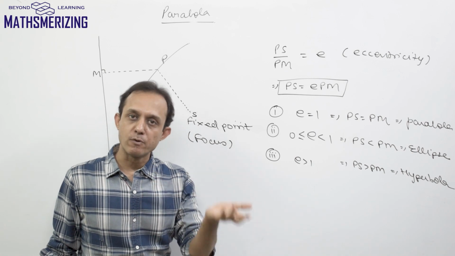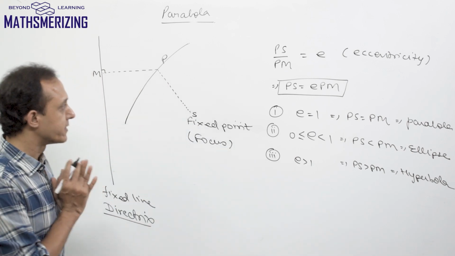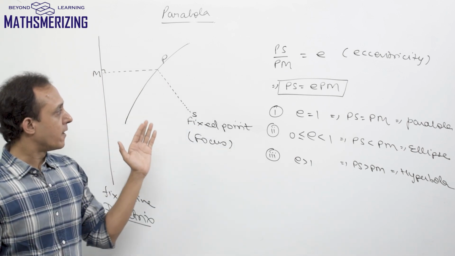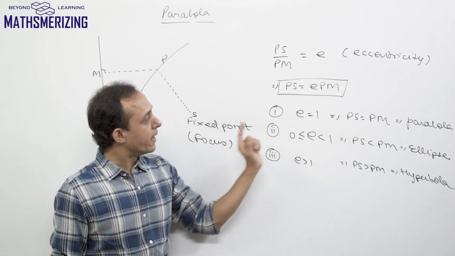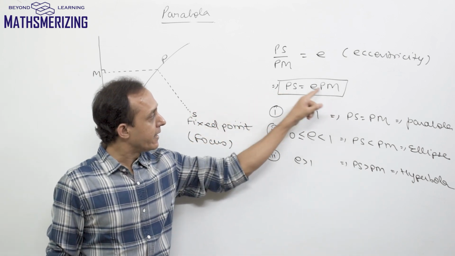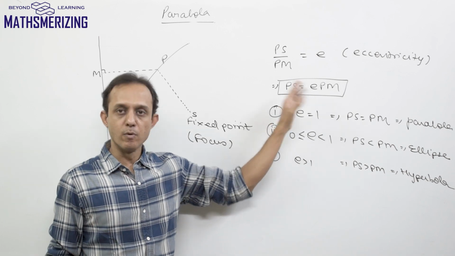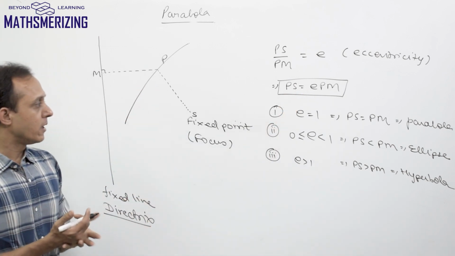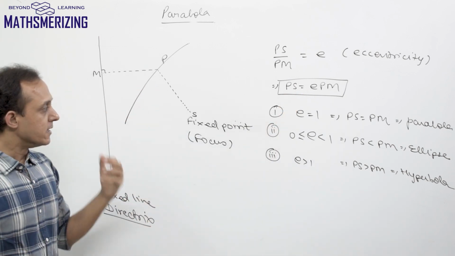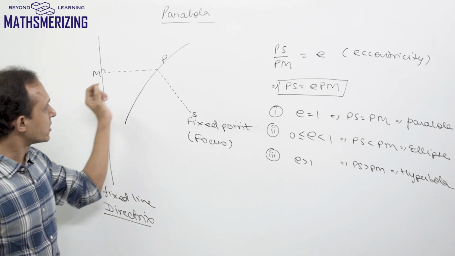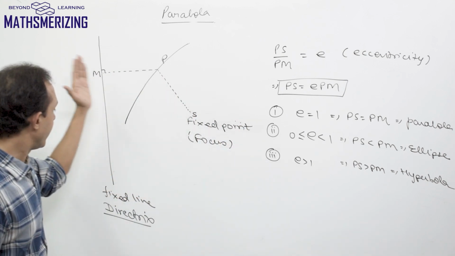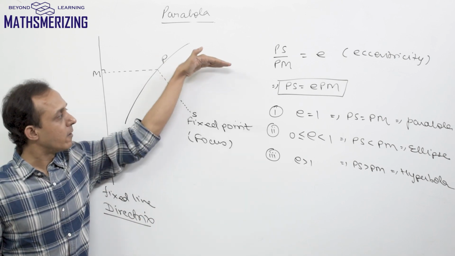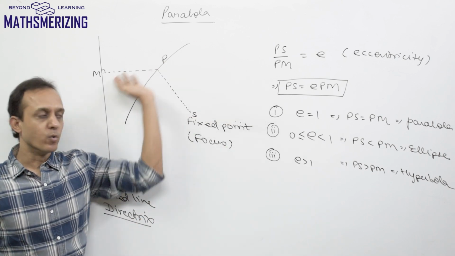So what is the definition of any conic section? The definition of any conic section is the locus of a point P whose ratio of distances from a fixed point and a fixed line is constant and is equal to E. So in case of a parabola, what is the standard definition? The standard definition of a parabola is the locus of all the points which are equidistant from the focus and directrix. So this is how we formally define conic sections.